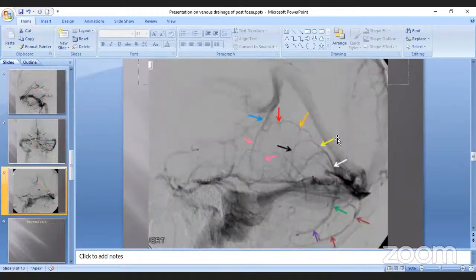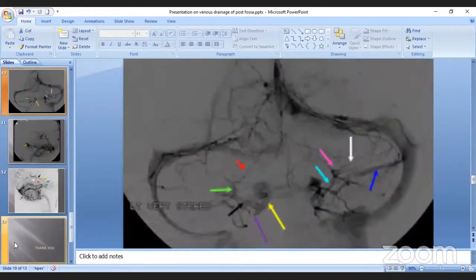This is another view of a lateral venogram. You can see there the superior and inferior Vermian veins, and this light blue marker is the superior cerebellar vein. This is the superior cerebellar vein, which drains into the vein of Galen. The superior Vermian veins drain into the superior cerebellar vein, and the superior cerebellar vein ultimately drains into the vein of Galen. This is the inferior Vermian vein and the superior Vermian vein.